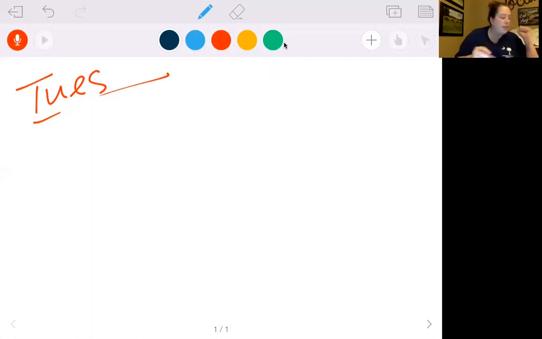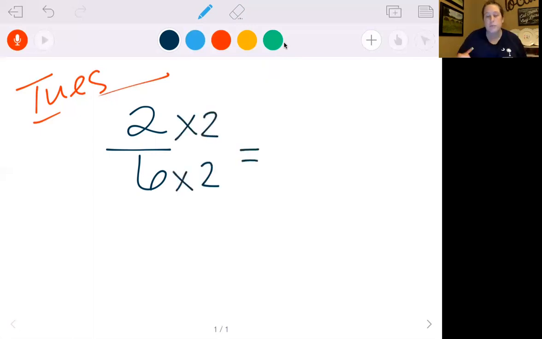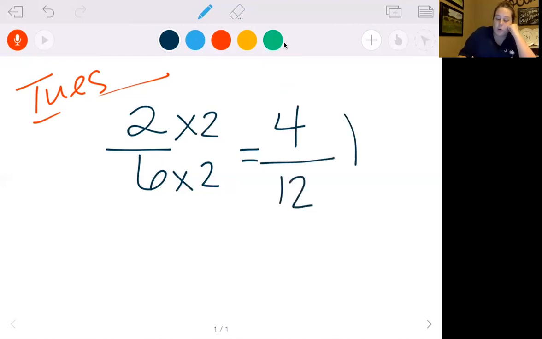So if I have something like 2/6 and I want to make an equivalent fraction, equivalent means that I multiply or divide by the same thing on the top that I do on the bottom. So I can pick any number. So I can do 2 times 2. It doesn't matter what you multiply by as long as it's the same on the top and the bottom. So then 2 times 2 is 4. 6 times 2 is 12. So my equivalent fraction would be 4/12.